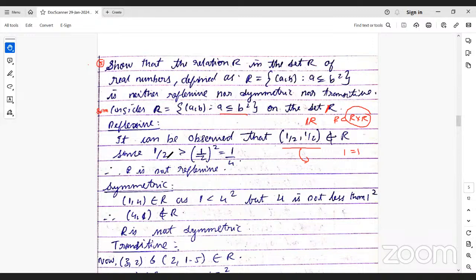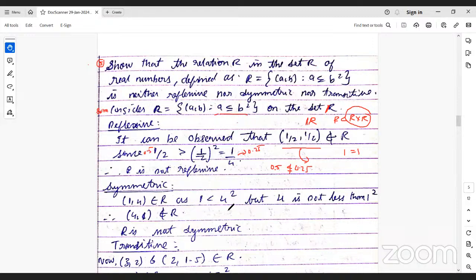But when we try to use the condition here, 1/2 is a. When we take the square of this, (1/2) square will be equal to 1/4, and 1/4 is 0.25, whereas 1/2 is 0.5. So 0.5 cannot be less than 0.25. Because of this, R is not reflexive.